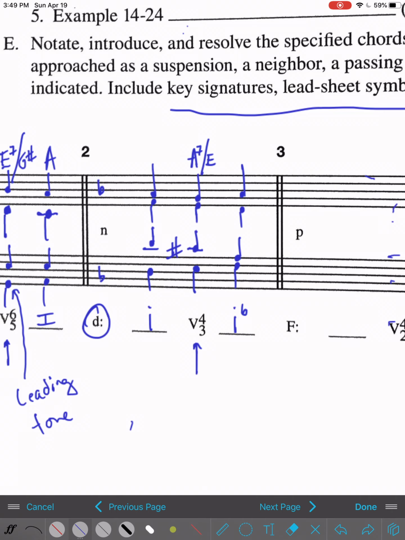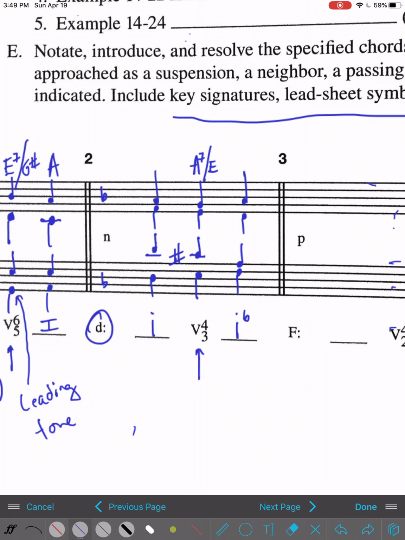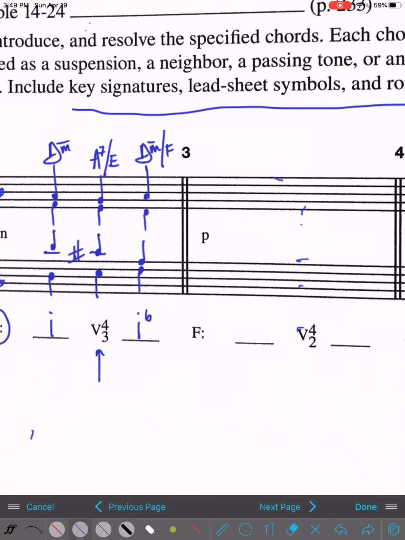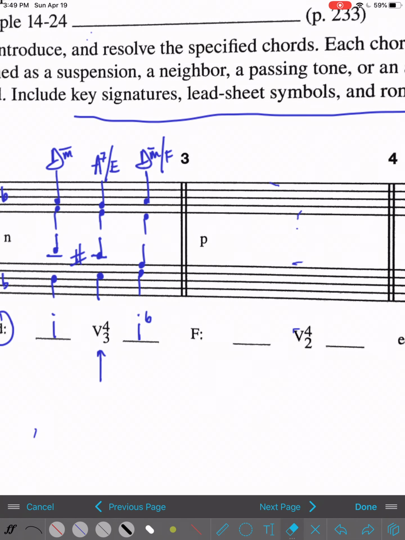Hopefully that works. There's more than one solution, and we're also going to need to write D minor there. And so D minor / F for that last one, okay? Hopefully that makes sense. All right, this is where I would ask questions in class. I'm pausing, see if you have any questions, okay? But no questions. All right, so let's do this one.